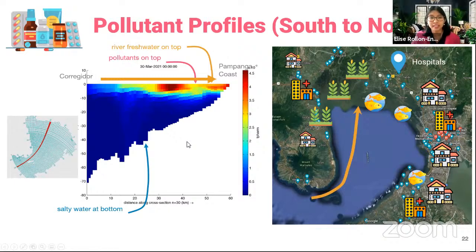The problem with this is that our phytoplankton and photosynthetic bacteria are also on the upper part of the water column. Thus, they may be the ones greatly affected by the high pollutant concentration.